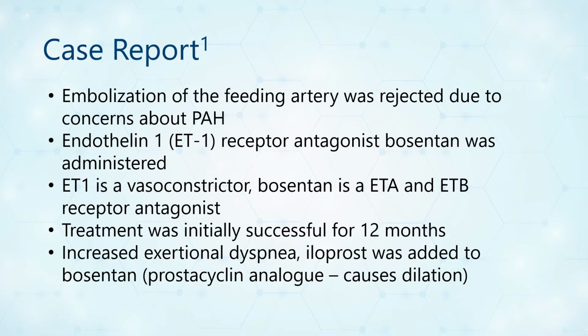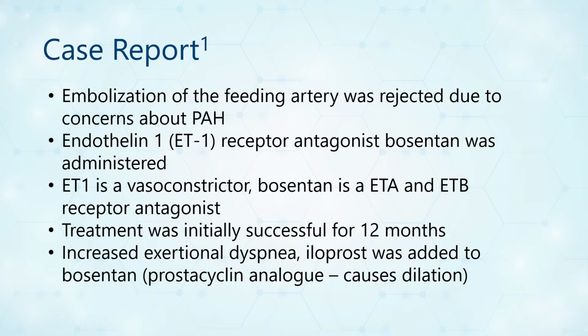There are two receptors for ET1. It's called endothelin receptor A and endothelin receptor B, and this drug works on both of them. So they give the drug to the patient. Initially, it's successful. For about a year, things seem to be going pretty well. Then the patient comes back because that exertional dyspnea has returned.